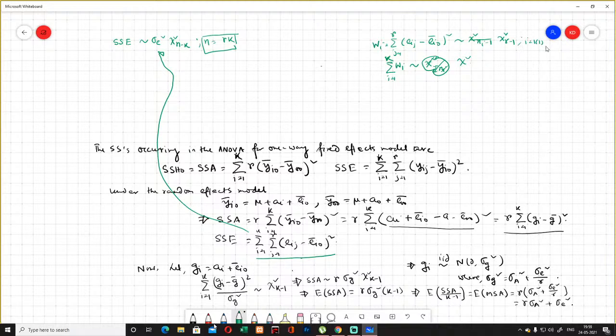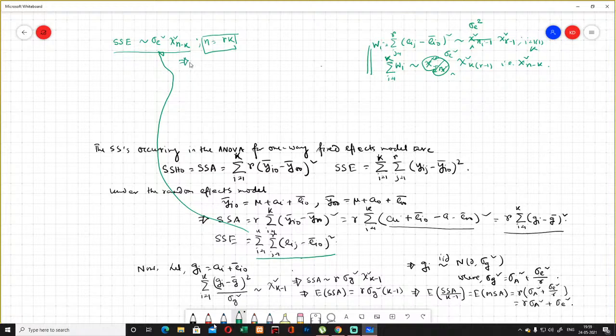I from 1 to K. So this follows chi square with K into R minus 1, that is KR, which means n minus K. Just using this fact, we can write SSC follows sigma square into chi square n minus K. I forgot to add this multiplier. This is sigma square into chi square R minus 1, sigma square into chi square K minus R minus 1. So SSC follows this.